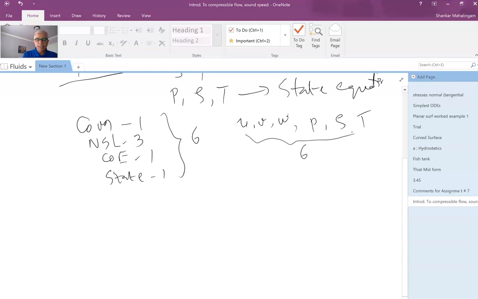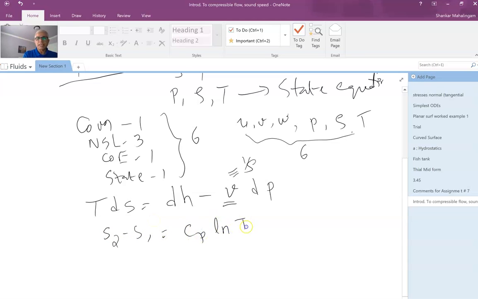Now, from a previous video, we also found for an ideal gas the following result: T dS, dS being the change in entropy, is dH minus v dP, v being the specific volume, which is simply by definition 1 over the density. Then we integrate this equation, S2 minus S1. The result we got was, in the case of an ideal gas, Cp ln T2 over T1 minus R, the gas constant, ln P2 over P1. So this is the result from a previous video.